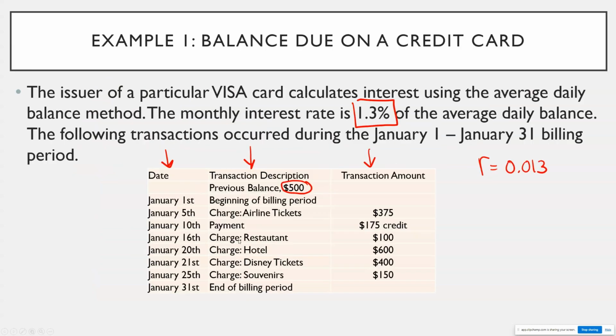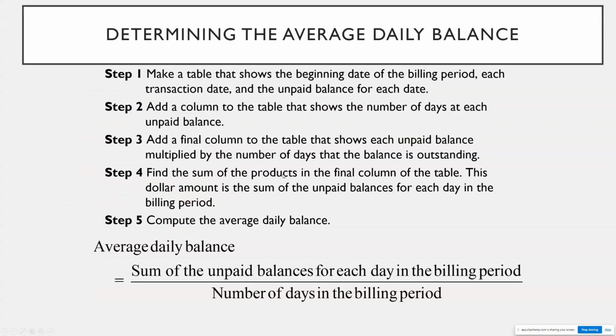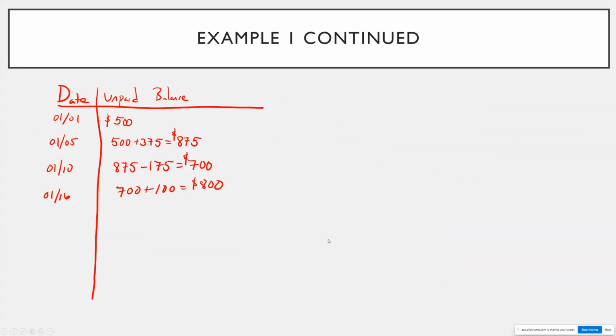Let's look at the next one. January 16th, there was a restaurant for $100. So you take their unpaid balance of $700 and you add $100, and now their new unpaid balance is $800. On the 20th, a hotel of $600. So you take the $800, you add this new charge of $600. So now they have $1,400.